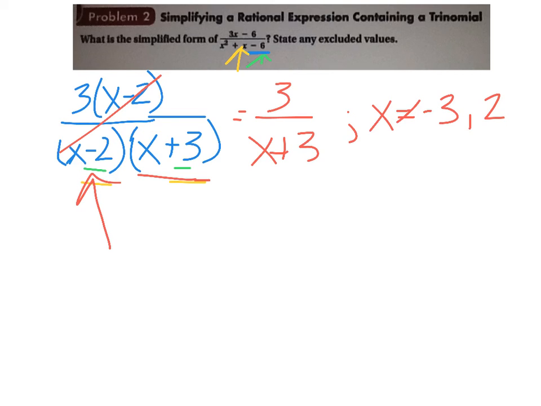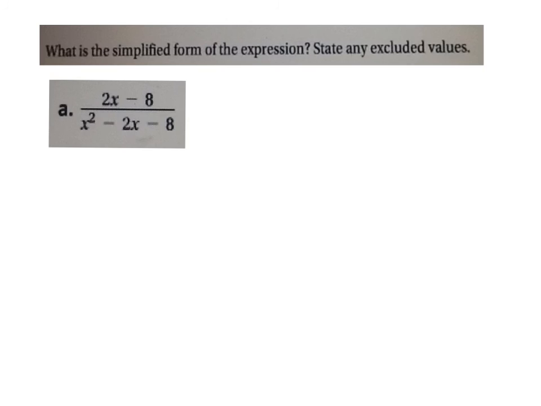Okay, basically, when you're moving into your trinomials and your trinomials are in the denominator, you're looking at potentially having multiple excluded values. Okay? Let's look at it.